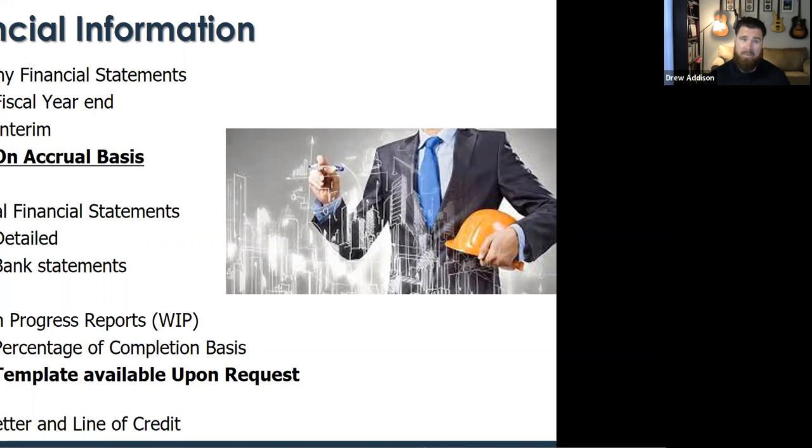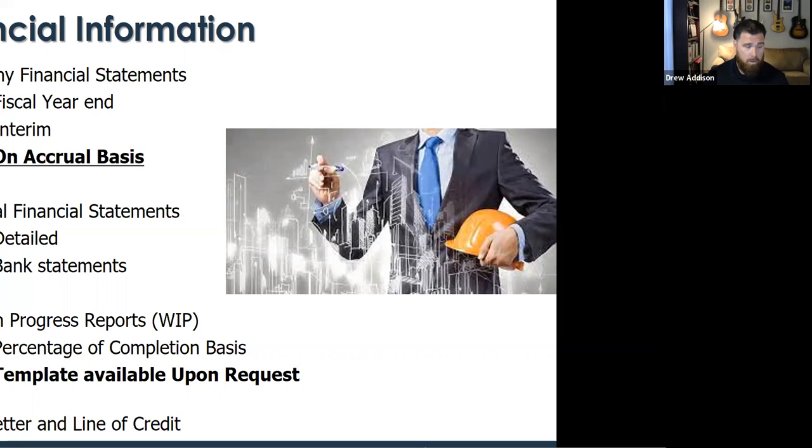And now we dive into work in progress reports, or work on hand. It's extremely important to take some time and do some research on percentage of completion basis WIPs. We do have a template available. If you guys need one, reach out and let me know. It's a percentage of completion WIP that auto-calculates everything for you. But make sure you understand what it is that you're looking at. Take some time, do some research on what percentage of completion basis WIP analysis is. All that is extremely important, especially when it comes to the underwriting side of things.